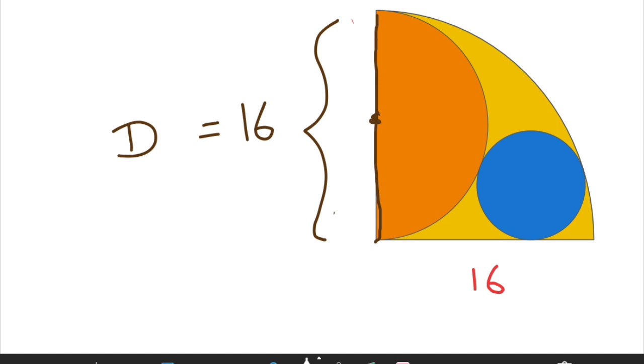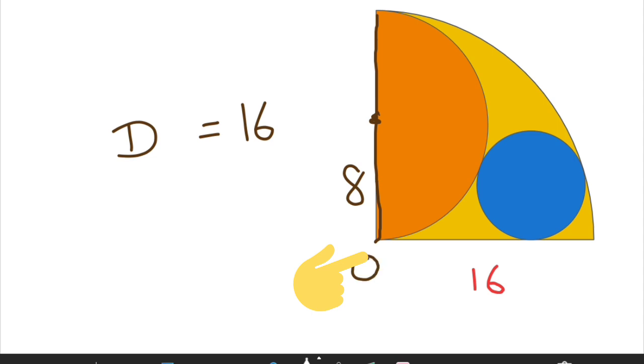This diameter, then this distance is the radius of the semicircle, isn't it? If the diameter is 16, then the radius is half of the diameter. That means the radius of the semicircle is 8 units. This is the center of the quarter circle, so name it as O. This is the center of the semicircle, name it as A. And this is the center of the small circle, name it as B.